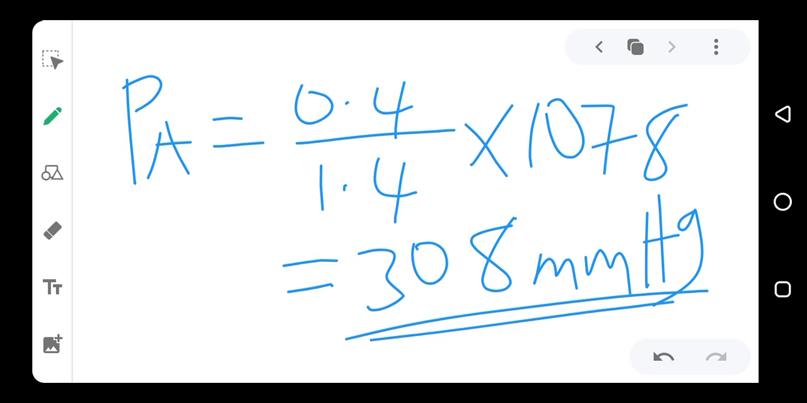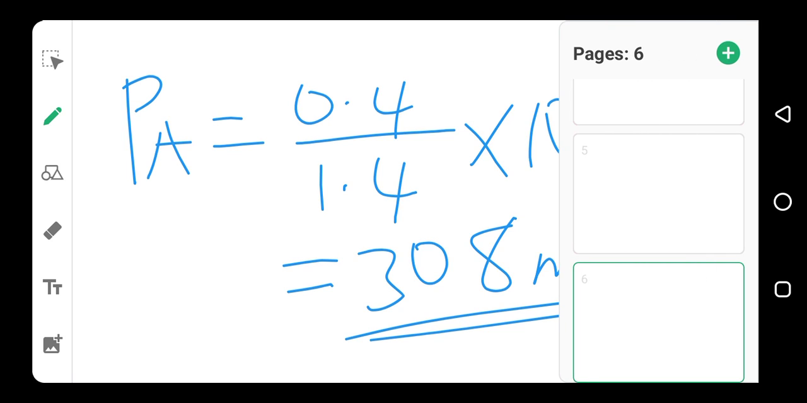This is the answer to number 1, 308 millimeter mercury. We simply divide the number of moles of gas A by the total number of moles and multiply by the total pressure. So we have this for gas A. We are getting the partial pressure for the 3 gases involved in this mixture.